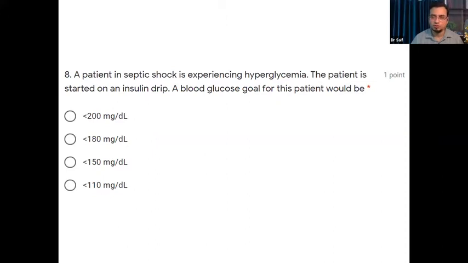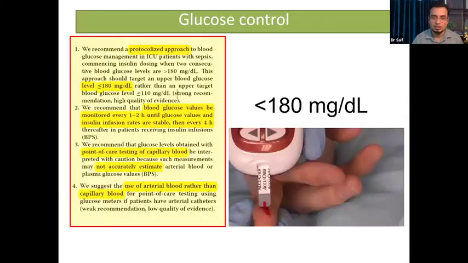I'm sure you must be following it in your ICU. So what is the target? The target is very close to 200, less than 200 or less than 180. So now we go for a non-tight control. The answer is less than 180 milligram per deciliter. The Surviving Sepsis Campaign guideline suggests that we should be monitoring the blood sugar every 1 or 2 hours, and capillary blood is a good way, but it is not so accurate. The accurate one will be the arterial blood gas.